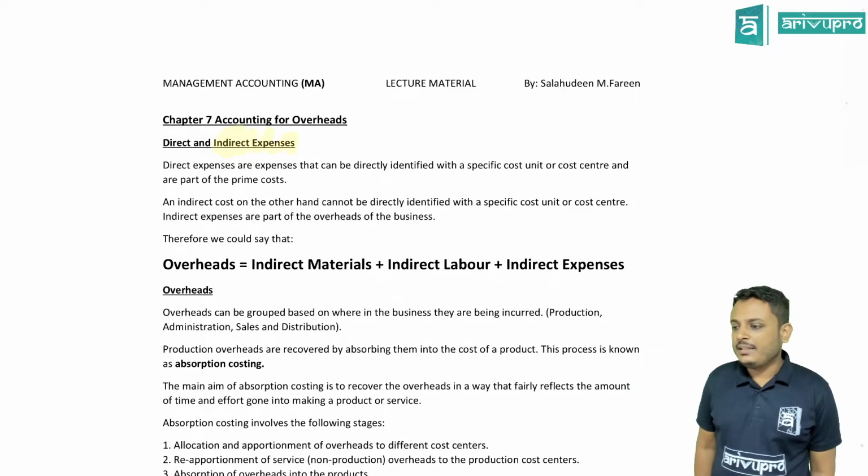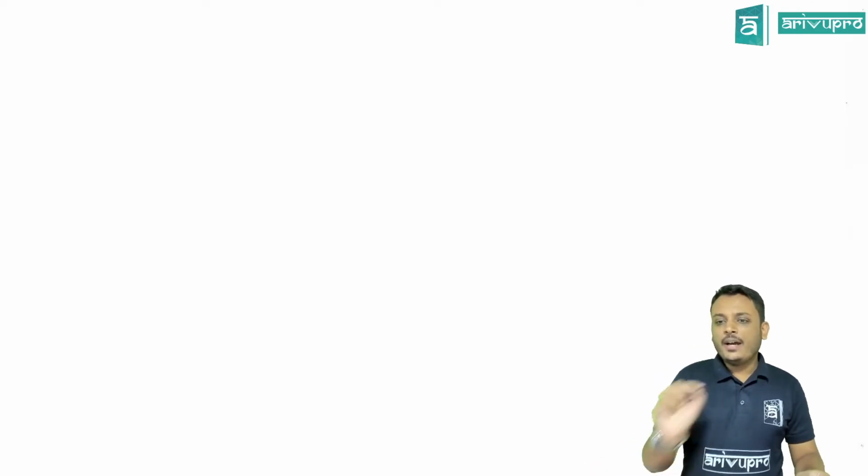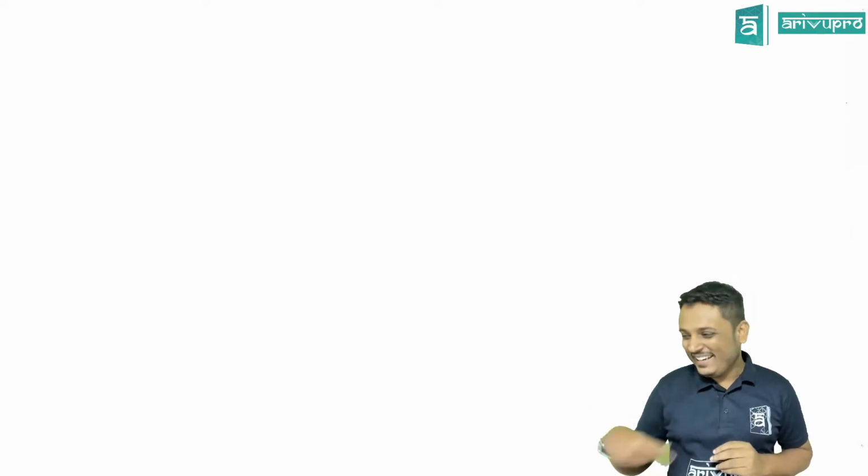So write down the first point. Absorption costing method is used to account for overhead cost. Underline the word absorption costing. Take a separate color pen. This is for your understanding only, not in your syllabus. If you don't have a separate color pen, then write it down somehow.